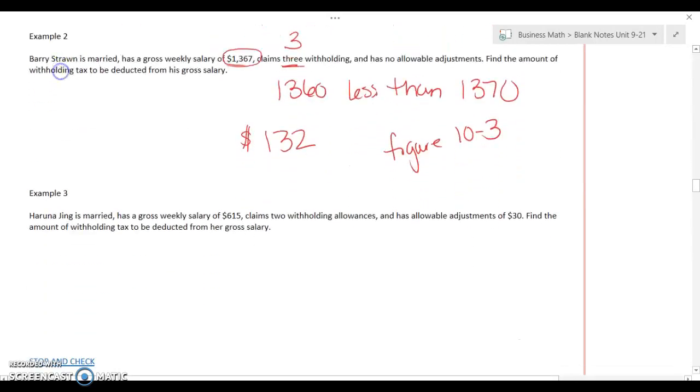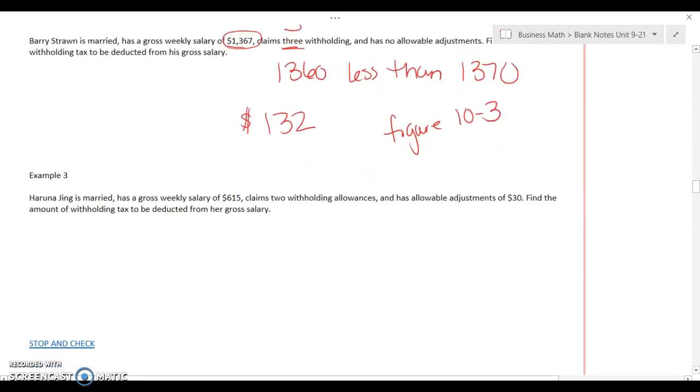Next one. We have another married person making $615, claims 2 this time, and also has allowable adjustments of 30. I'll show you how that works. First of all, we start with figure 10.3 again. We figure out where $615 falls. So if I'm going down this table, 615 would fall between 610 and 620 right here.